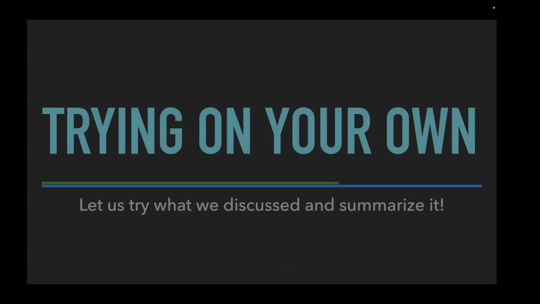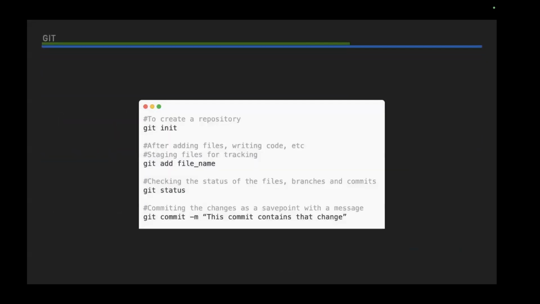So let us summarize what we just discussed. We had these four things basically. We first of all created a repository for Git. Then we added files for writing code, and then staged them for tracking, so git add file name. Then we can check the status of the files and the whole repository using git status.